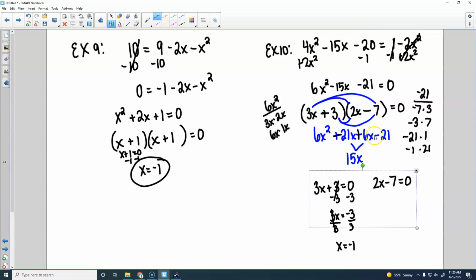That actually had a greatest common factor we could have pulled out. I didn't recognize it at first. Could have pulled a 3 out. Over here we'll add our 7. And then we'll divide by 2. So x will equal 7 over 2. The good thing about this is if you forget greatest common factors, you'll still get the right answer as long as you factor correctly. But if we did a greatest common factor there, because that's a good question.